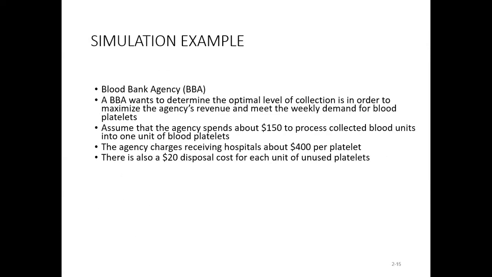This is the second example, of a blood bank agency. It is looking at collection from the people so that it can supply the blood to the hospital. An agency which collects the blood from the people spends $150 to convert that blood into 1 unit of blood platelet that it can supply to the hospital. And from the hospital it gets $400 per platelet.